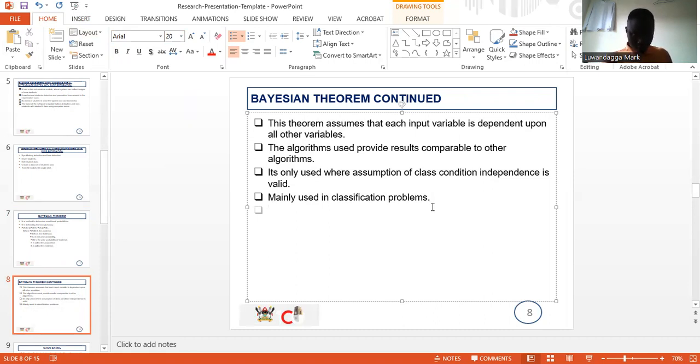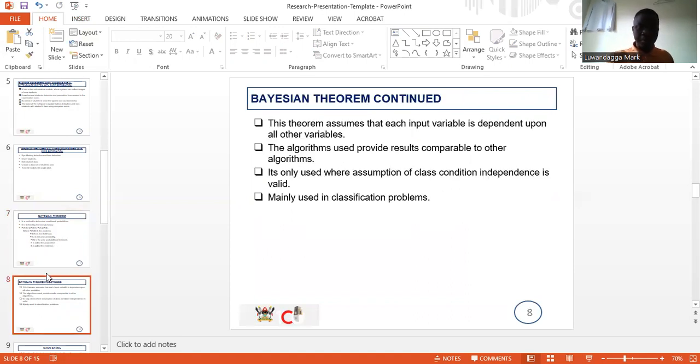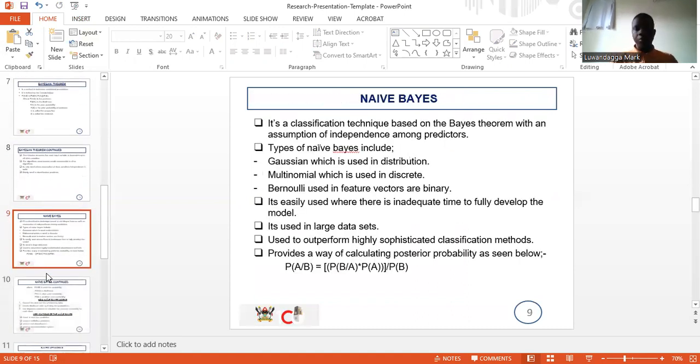So here B can be that you have woken up, and A can be that you have taken tea. So it is the probability that you have taken tea given that you have already woken up. And the probability of B given A is the probability that you have woken up given that you have taken tea, times the probability that you have taken tea, divided by the probability that you have already woken up. So then also we have the naive Bayes.